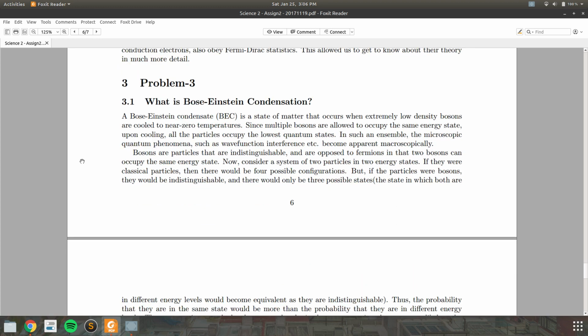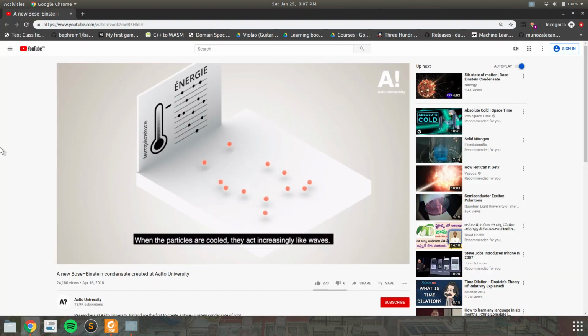Finally, problem 3 is what is the Bose-Einstein condensation, and a little more detail about that. A Bose-Einstein condensation is a state of matter that occurs when extremely low-density bosons are cooled to near zero temperatures. Since multiple bosons are allowed to occupy the same energy state, upon cooling, all the particles occupy the lowest quantum states. In such an ensemble, the microscopic quantum phenomena, such as the wave function, interference, etc., become apparent macroscopically. We can visualize this in this video.